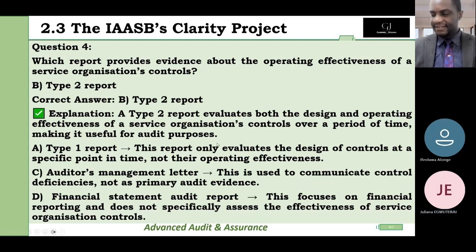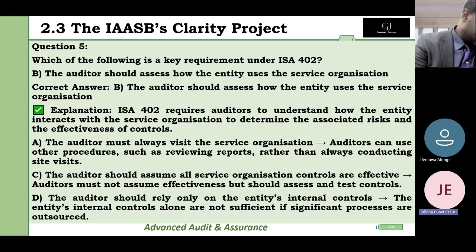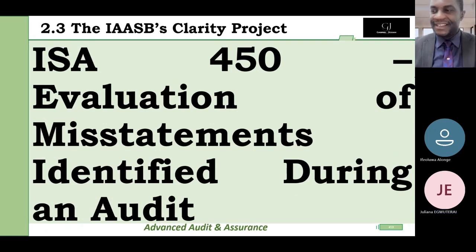Yes. Exactly. Okay. And finally, wow, this is 100 over 100. I'm beginning to feel somehow. Wow. Which of the following is a key requirement under ISA 402? The auditor should assess how the entity uses the service organization. Exactly. Wow, this is good. Even though I'm going to feel very, very somehow, but then there are other hotter standards. You know, I don't like people scoring 100 over 100. That's one part I don't like, but you guys are proving me wrong. That's good. Good one.